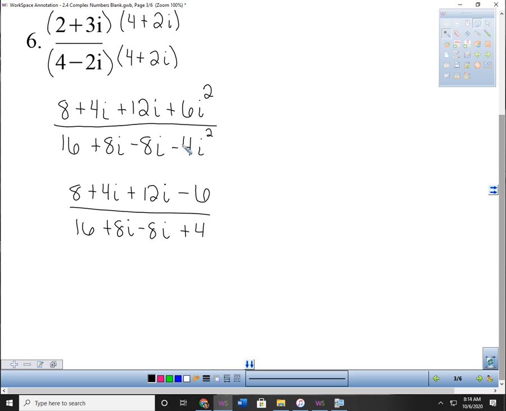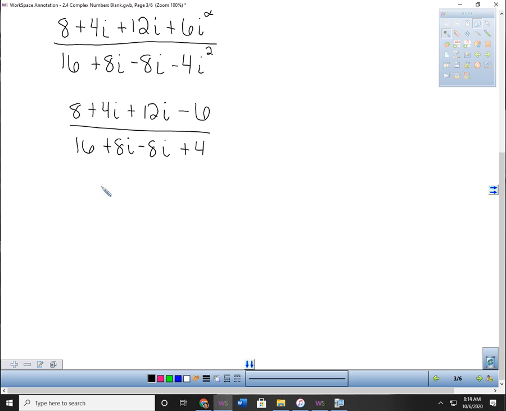Okay, now on the bottom, these should always be the opposite. So same number, different sign. Because that's what the conjugate did for me. It makes the outside and the inside terms that you multiplied opposites. That way they can cancel and you won't have an i left. So on the top, just combine your like terms. 8 and negative 6 give you 2. And 4i and 12i give you 16i. On the bottom, these two will cancel, and 16 and 4 give you 20.